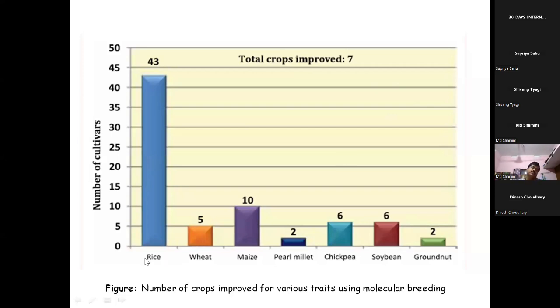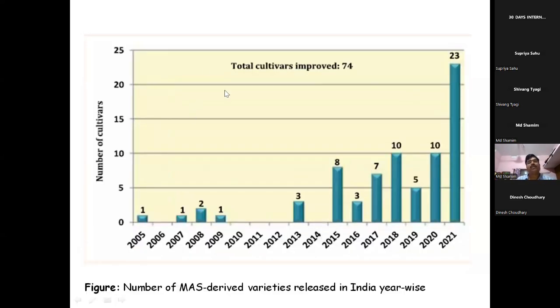The crop that has the greatest number is rice, with 43 different varieties improved by the state using molecular breeding. And then the second one is maize, followed by chickpea, soybean, wheat, pearl millet and groundnut. So far 74 different cultivars have been improved from 2005 to 2021 with the help of marker selection.